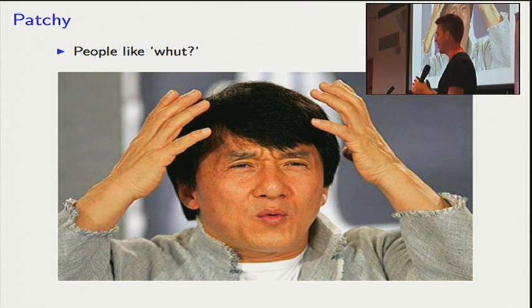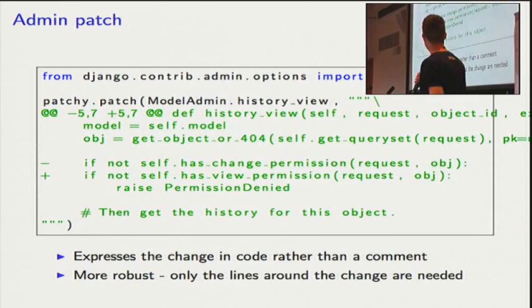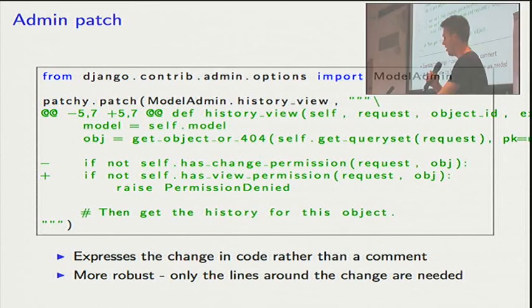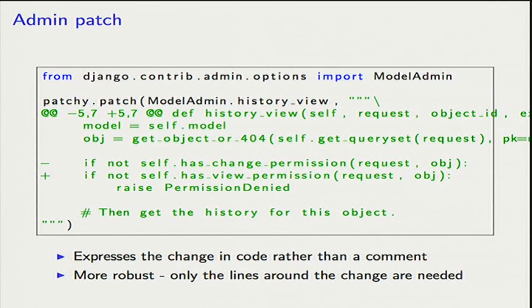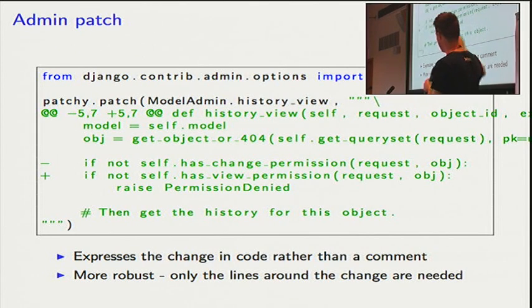Most people are like, what? Why did you do this? Why did you need this? What is it doing? But if we go back to that admin patch we have there, it has improved at least a little bit. So you can see what is being changed about the source. It's got context lines, and they will be matched. So if the function underneath is changed due to a library upgrade or something, it will fail, and it will tell you, look, this patch doesn't work anymore. And it expresses the change in code rather than a comment.